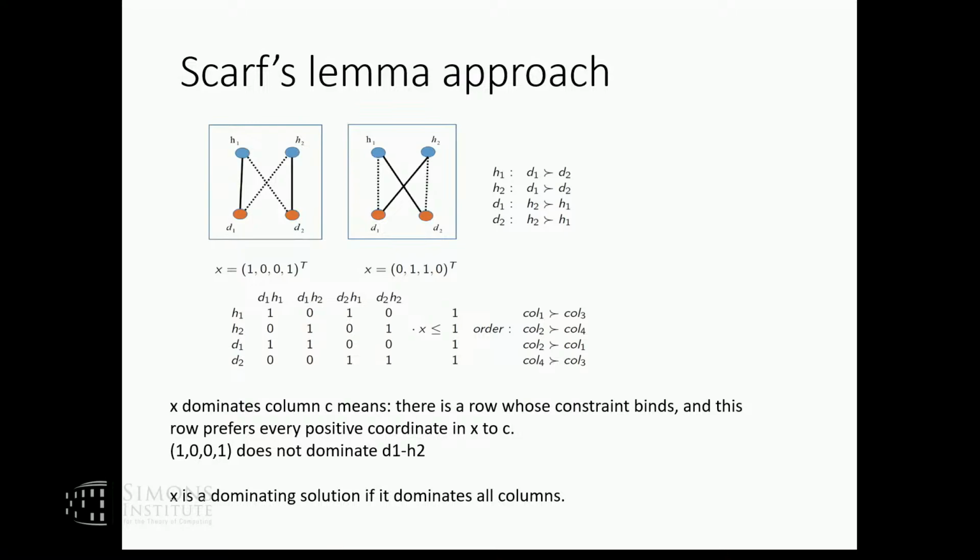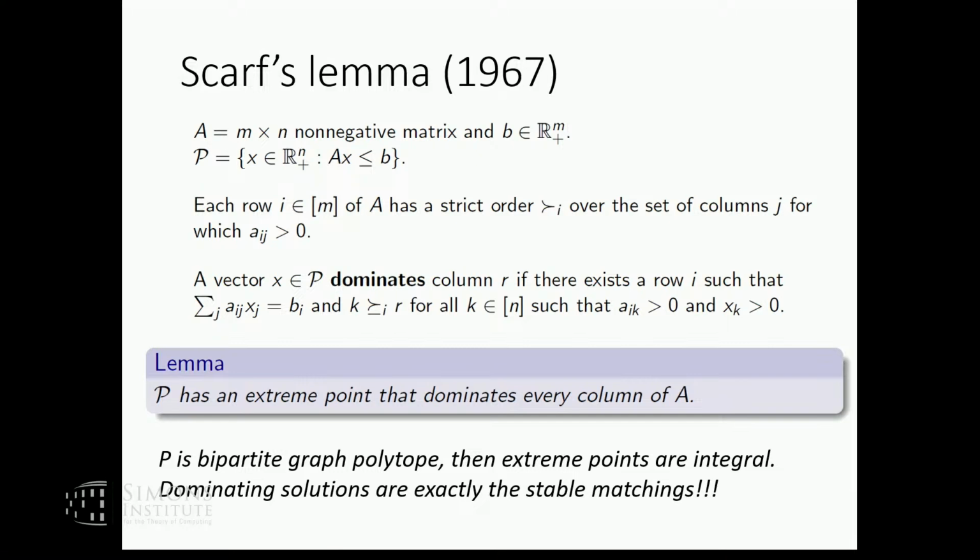Scarf's lemma from '67 says: give me a matrix, and give me a strict ordering on the columns for every row. There will be an extreme point of this polytope that dominates every column of A. This is a beautiful theorem that he came up with to prove the non-empty core of the balanced game.